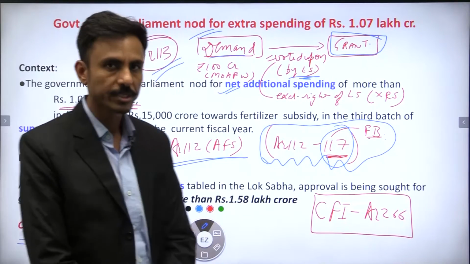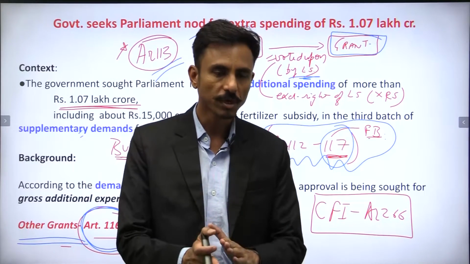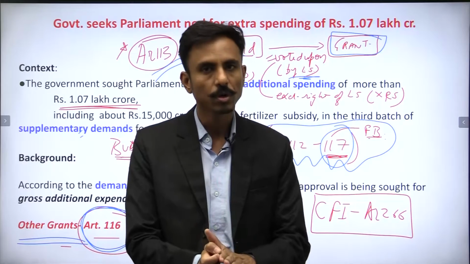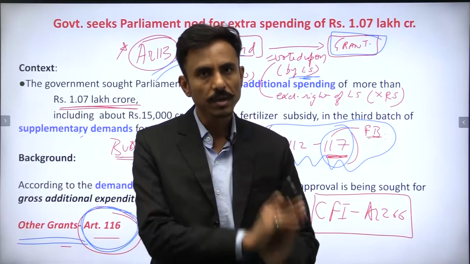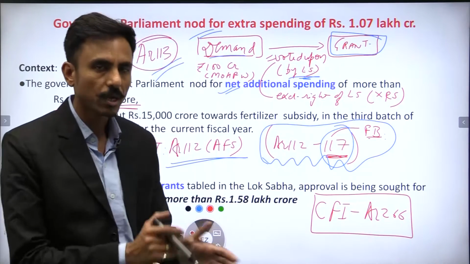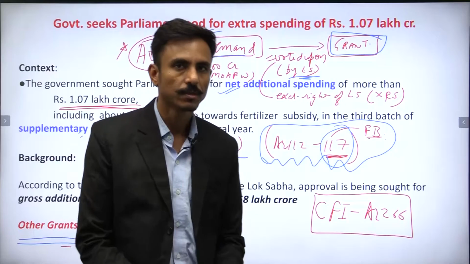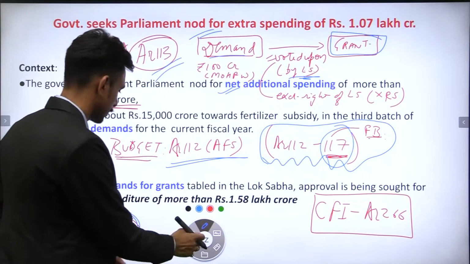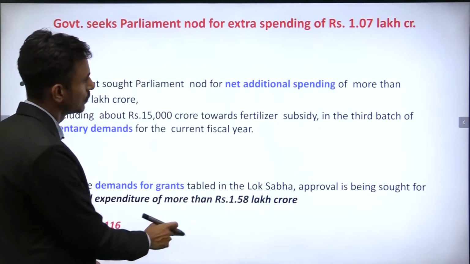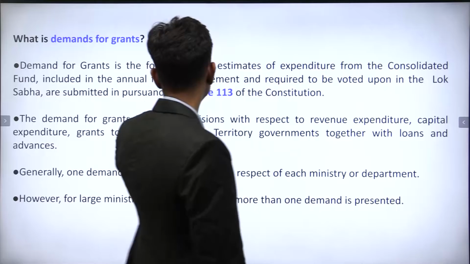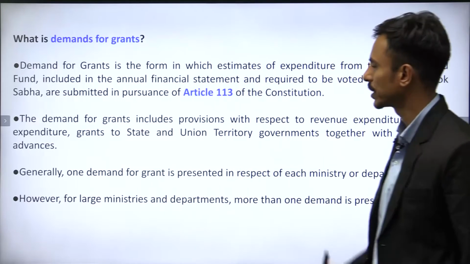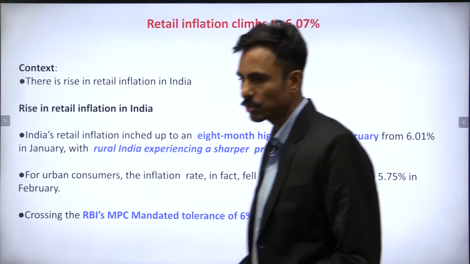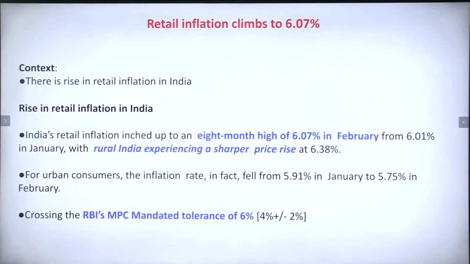I hope, and this ensures the legislative control or the financial control of the legislature over the executive, right? So this is how the system of checks and balances works in the state. I hope it is clear. So these are the demands for grants, and this is how it is being explained here. Moving to the next news article on the screen.